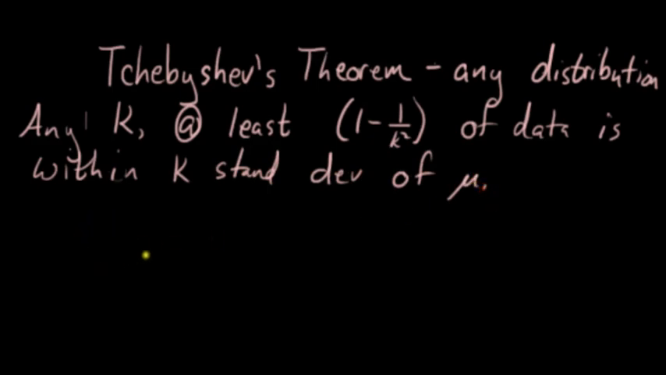So let's just plug a few values of k in to see what this means. If we start at the beginning, k equals 1. Well, 1 minus 1 over 1 squared is 0. So at least 0% is within 1 standard deviation of the mean. That doesn't really say anything. Let's try 2.